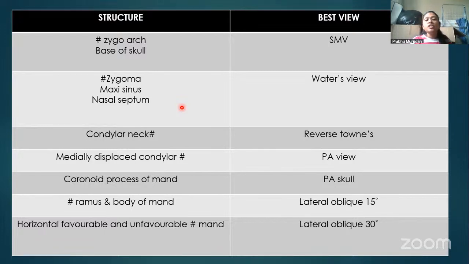Fracture of the zygomatic arch and base of skull fracture can be best viewed by using a submental vertex X-ray. Fracture of the zygoma, maxillary sinus, and nasal septum can be best viewed using a Waters view.